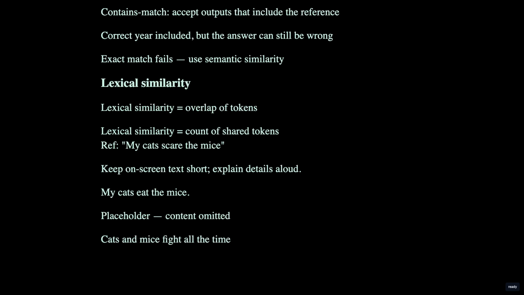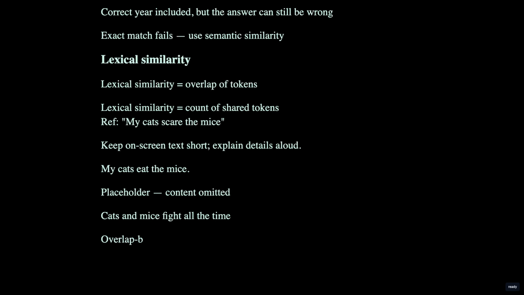It asserts constant conflict between cats and mice. In reality, their interactions vary, sometimes predation, sometimes avoidance, and often no encounter at all. So all the time is an overstatement. Here we treat each token as a word and compute similarity by counting overlapping words. Response A shares 4 of 5 words with the reference, 80%, while response B shares 3 of 5, 60%. Because it has the higher overlap percentage, it's judged more similar.